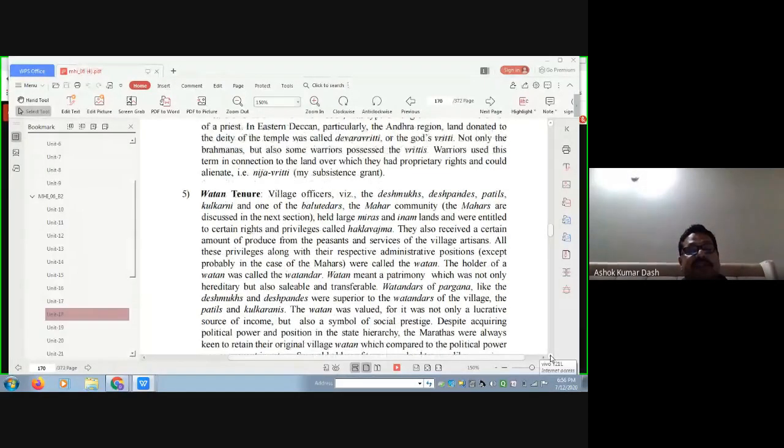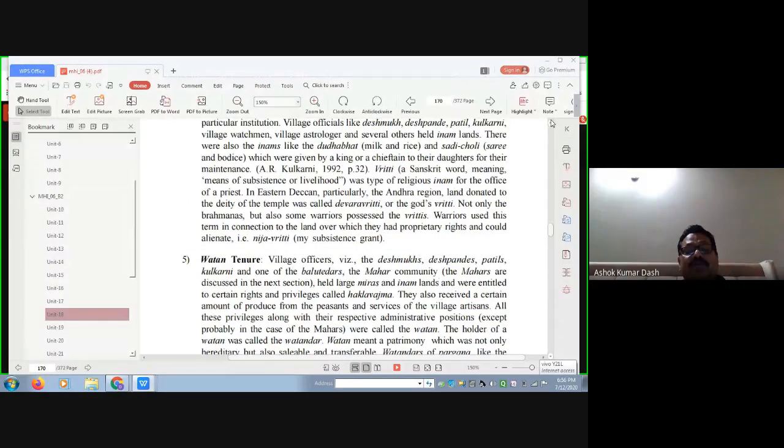Then there was another land, Watan Tenure. Watan Tenure is that land which village officers like Deshmukh, Deshpande, Patils, Balutadar, that is, as I have told you, the servants of the village, those who serve the village, and Mahar communities held, large miras and inam lands, and were entitled to certain rights and privileges called Haq Pamja. They received certain amounts of produce from the peasants and service of the village artisans. All these privileges, along with their respective administrative position, except probably in the case of Mahars, were called Vatan. So this is Vatan tenure, in which different village officers and village servants get certain amounts of privileges, certain amounts of produce from others, and that is called Vatan tenure.